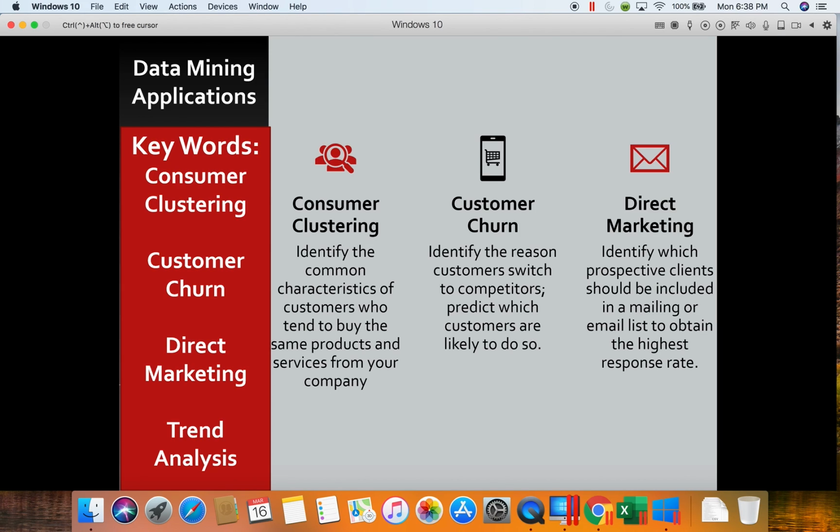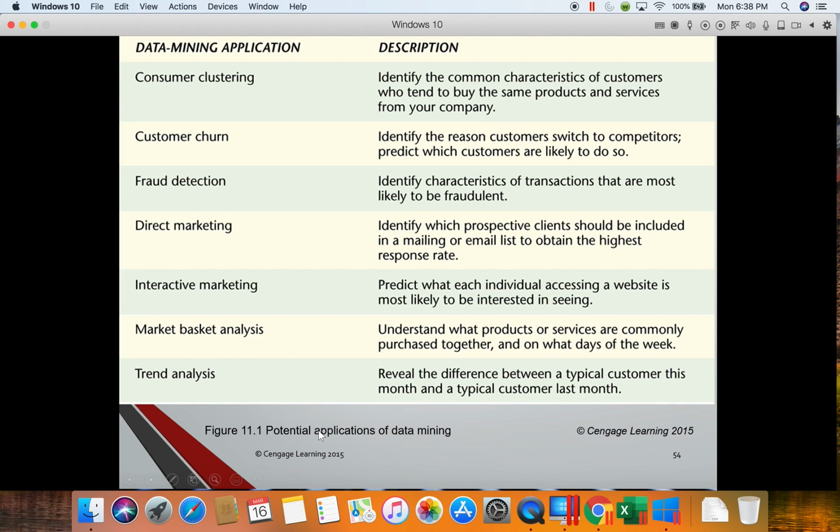Another method is direct marketing, identifying the prospective customers that we should include in our mailings or email lists so that we can obtain the highest response rate and make those mailings more cost effective. We also see data mining being used in fraud detection, identifying the characteristics of a transaction that would make it most likely fraudulent.